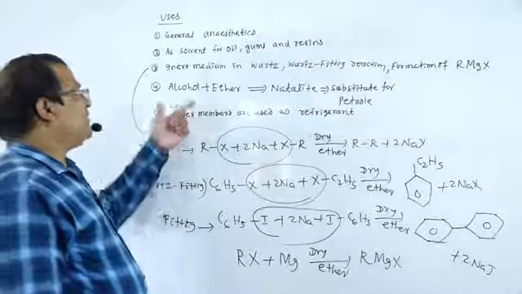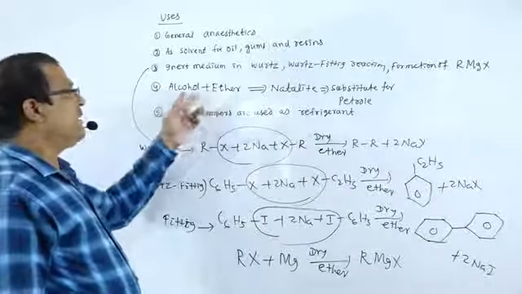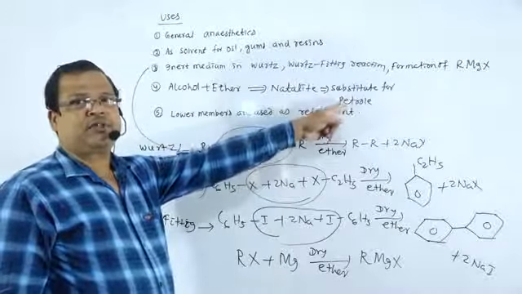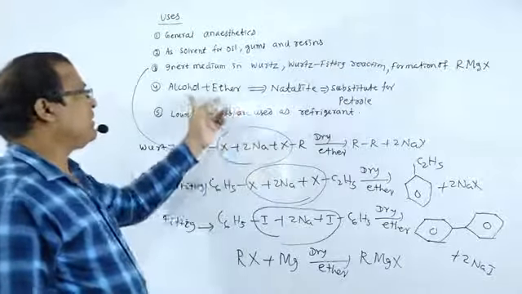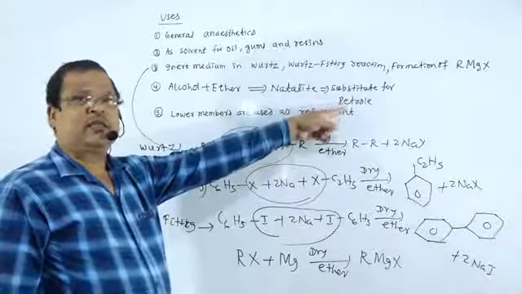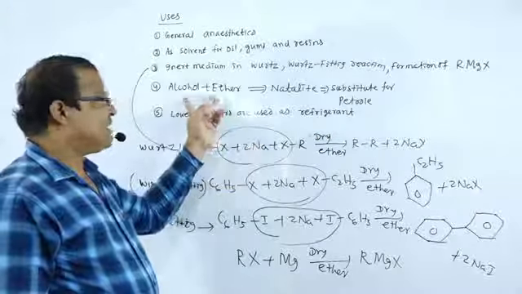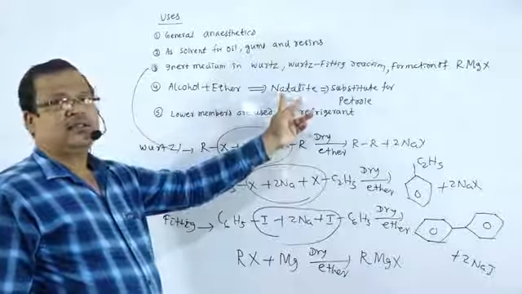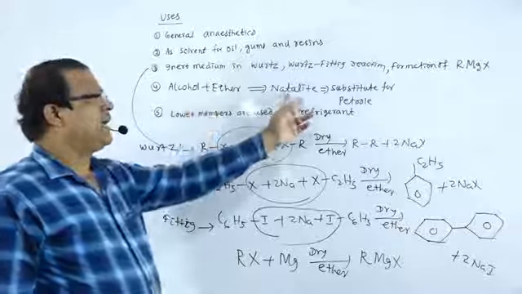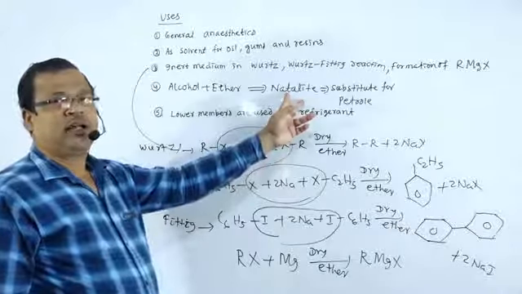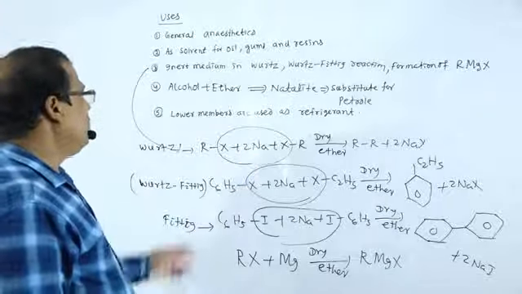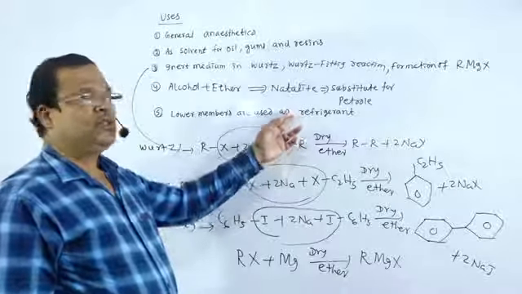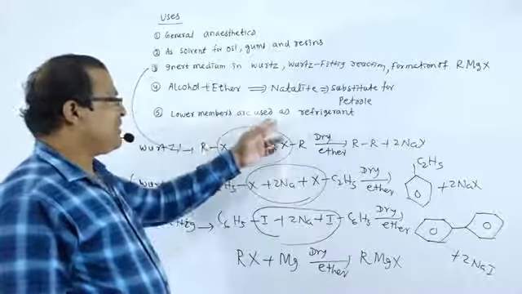Next, the mixture of alcohol and ether is a substitute for petrol. Instead of petrol you can use this mixture, and it is sold under the commercial name Natalite. The mixture of these two is known as Natalite, a commercial name, a substitute for petrol. Next, the lower members are used as refrigerants for cooling purposes.